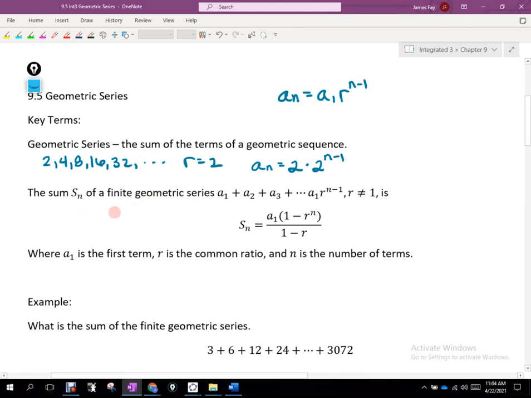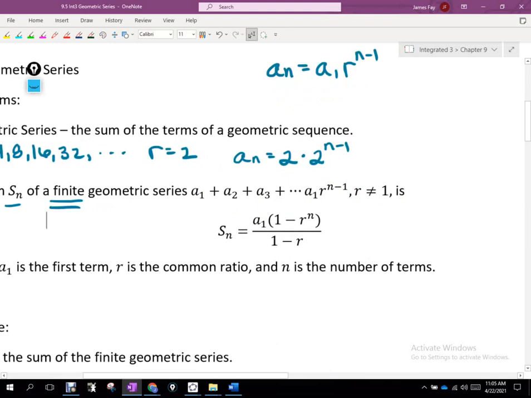And the formula that is going to allow us to add these together says the sum S sub n of a finite geometric series, finite meaning that it ends, right, of the series a1 plus a2 plus a3 up to a1 times r to the n minus 1. r cannot be 1. If r is 1, it's not a geometric series. That sum can be found using this formula, where we take a sub 1 times 1 minus r to the n, all over 1 minus r.